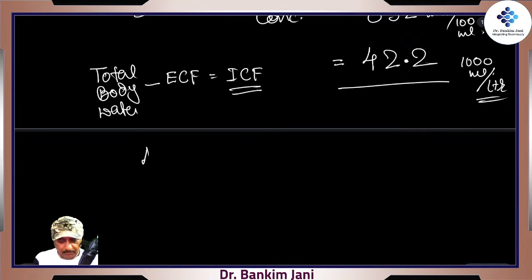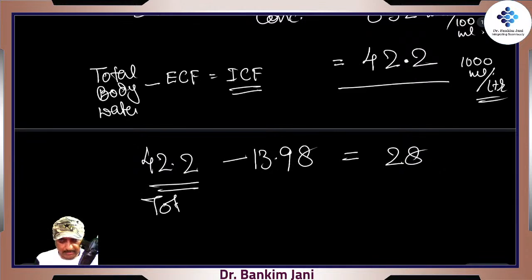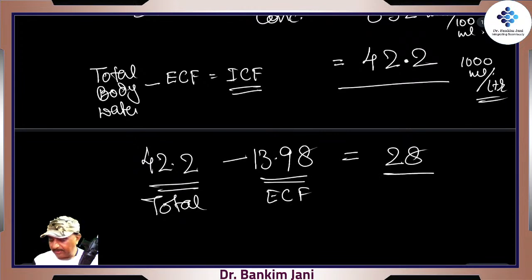So total 42.2 minus ECF, which was 13.98, and that will give the value roughly around 28, right? So this is your total, this is your ECF, and this one is your ICF, intracellular fluid. 421.875.